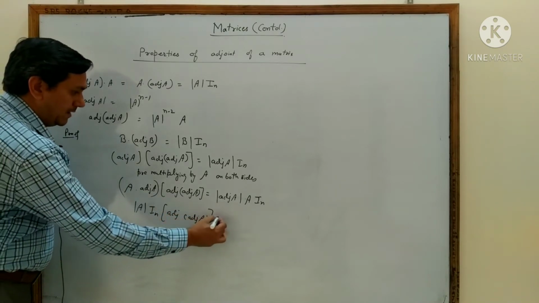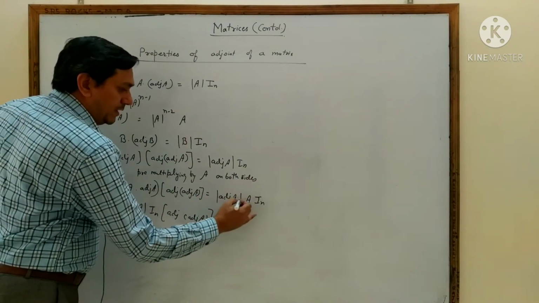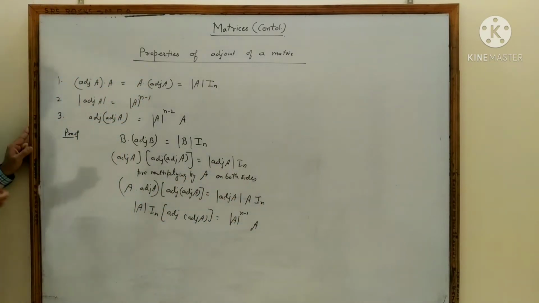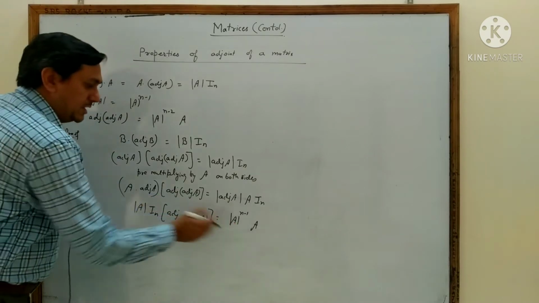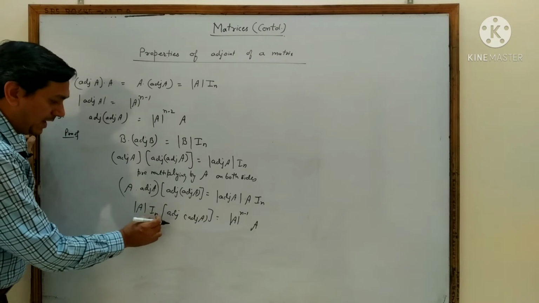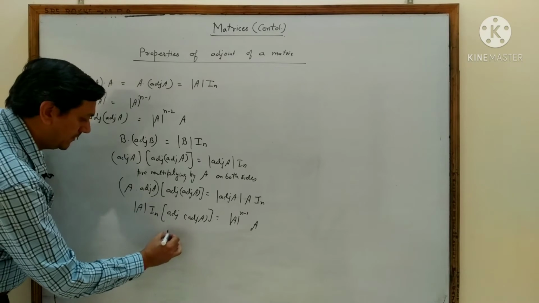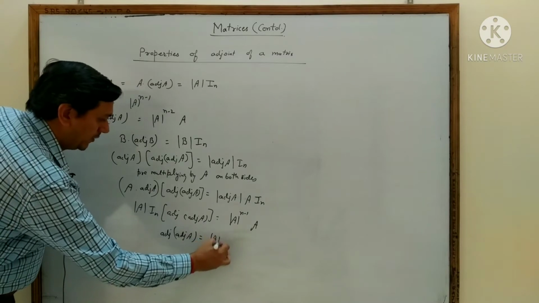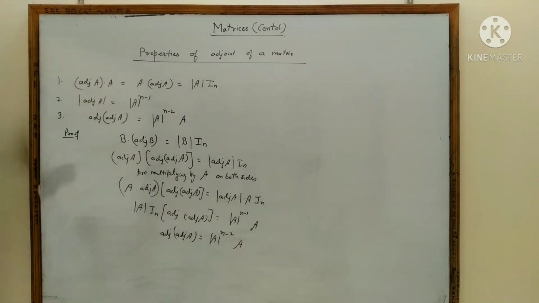Then comes adjoint of adjoint of A. And what is the determinant of adjoint of A? Determinant of A raised to the power n minus 1. And any matrix multiplied by the identity matrix has no effect on the former. Now the determinant of A can be transposed towards the right hand side, and In multiplied by the matrix adjoint of adjoint of A gives us adjoint of adjoint of A is equal to determinant of A raised to the power n minus 2, multiplied by A. Here is this property.